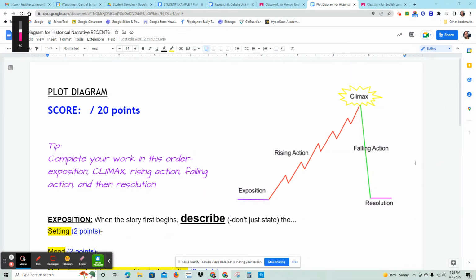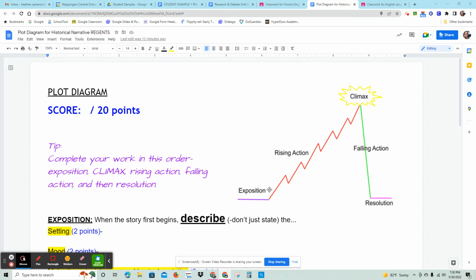Hi, Team 7 Blue. This is the plot diagram for the historical fiction narrative unit. You'll notice that for our Regents classes, the plot diagram is out of 20 points. So, what we're going to do is think back to quarter one when we learned how to complete a plot diagram. The beginning of the story is the exposition.